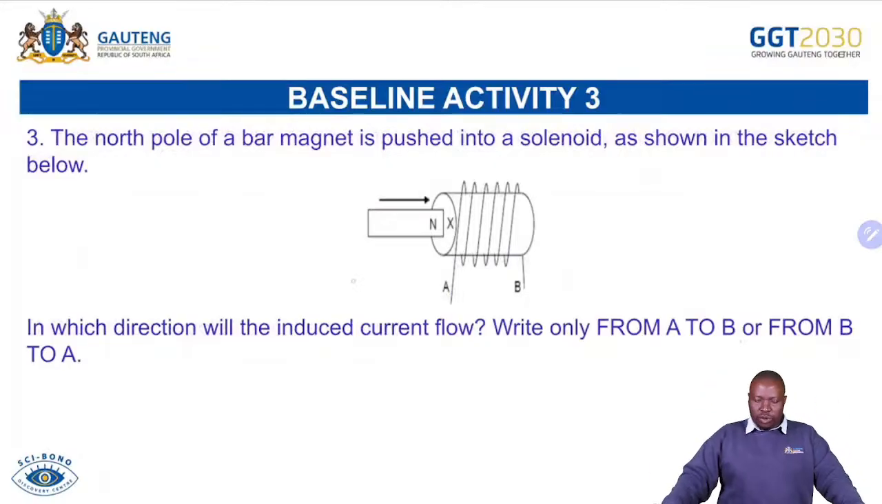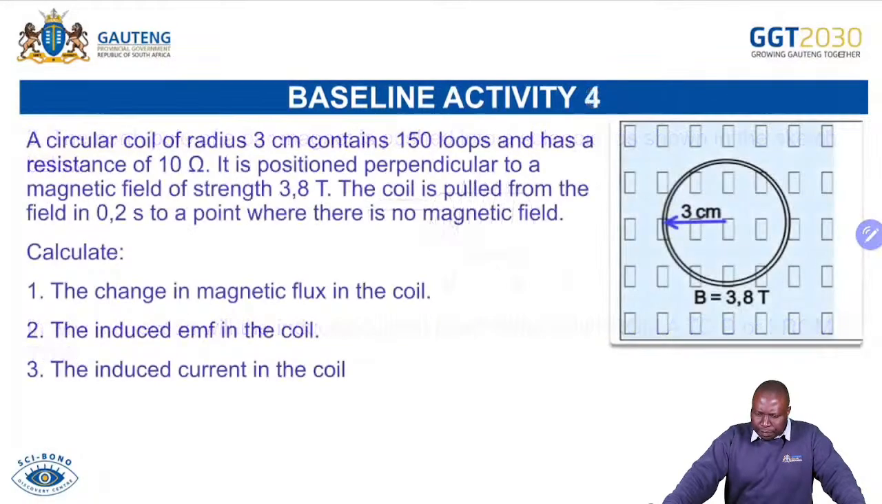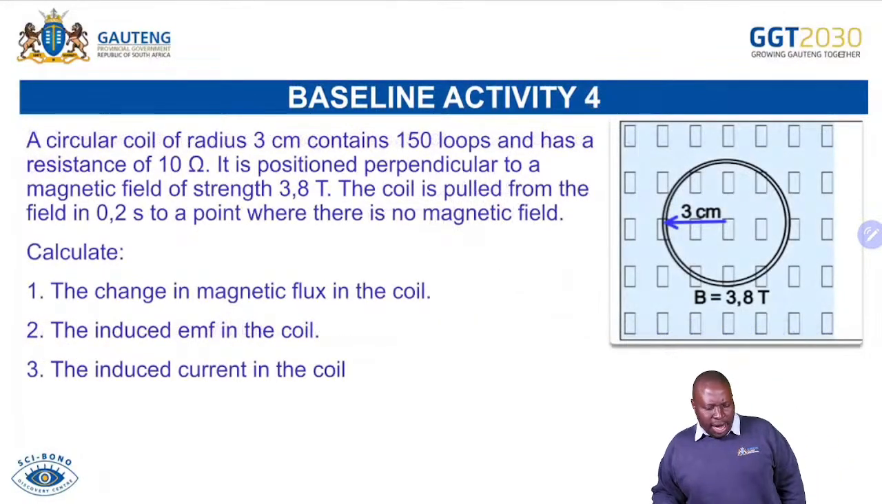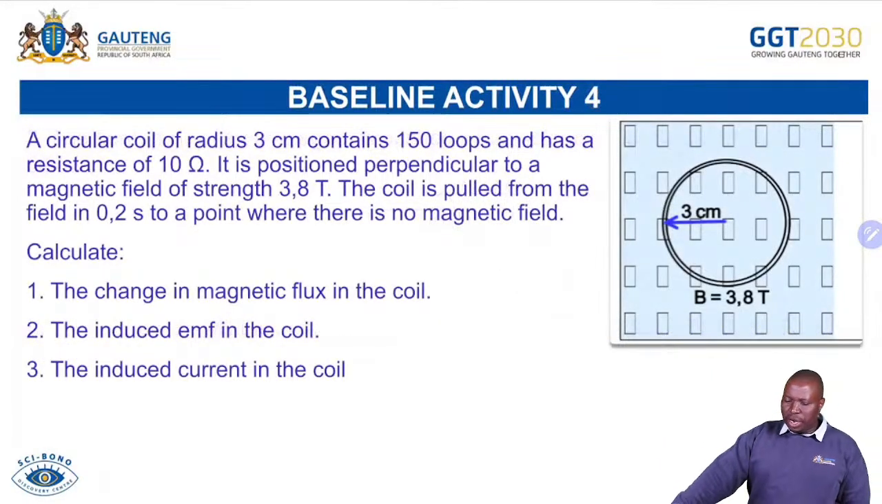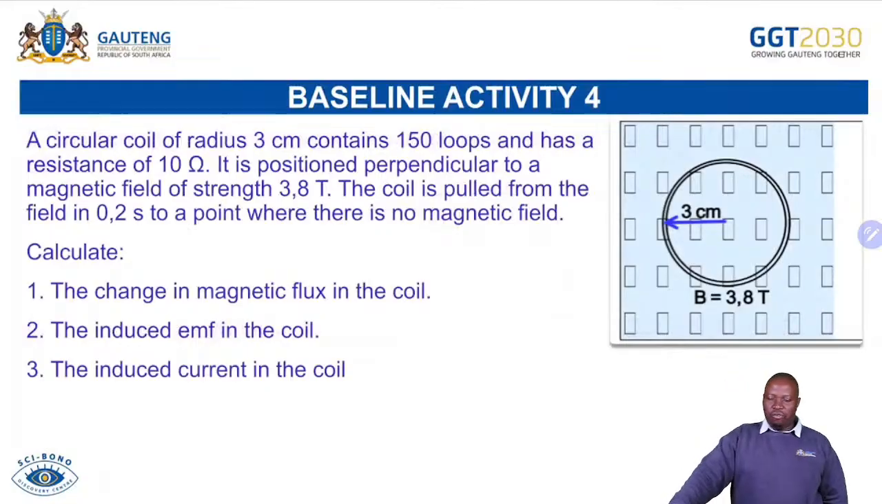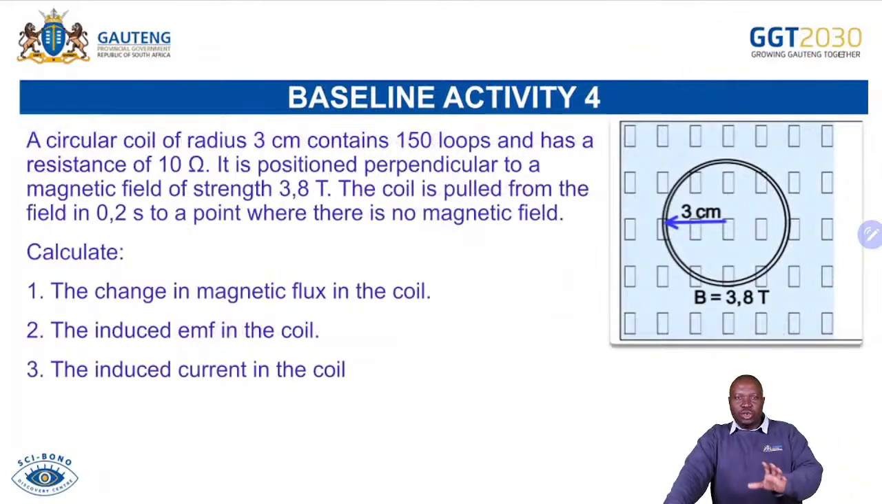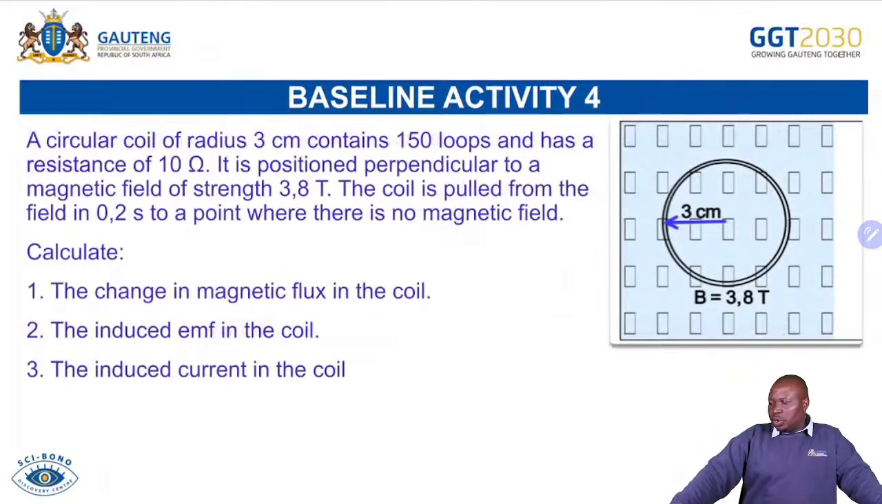So I hope we are together in terms of that. Now, let's do this one, which was based on calculation. You are given a circular coil of radius 3 centimeter, which contains 150 loops, and there's a resistance of 10 ohms. This you have done as well, it is your grade 11 stuff.